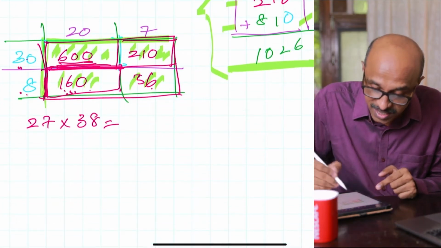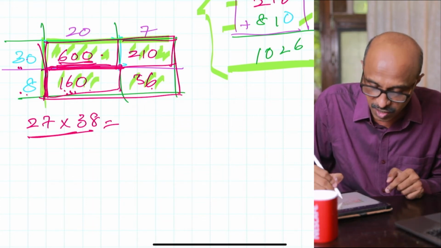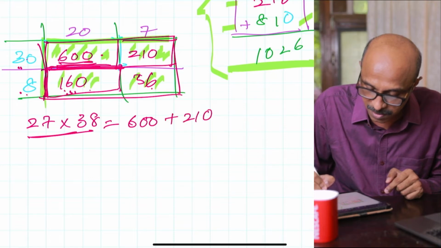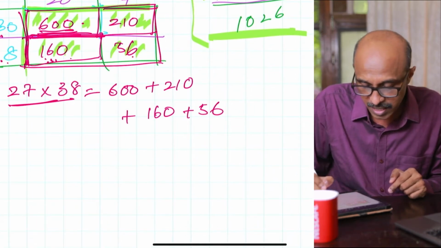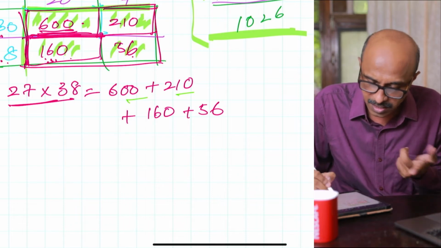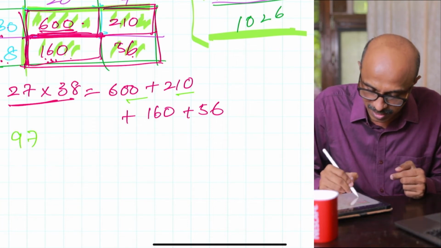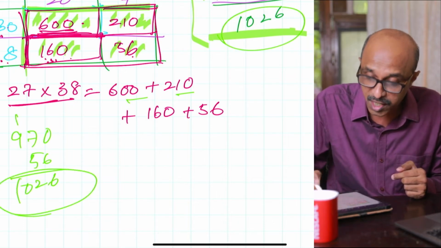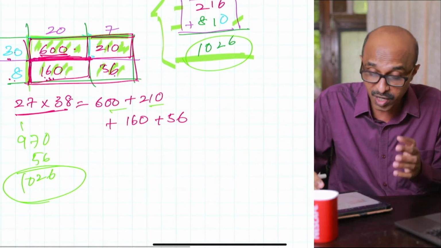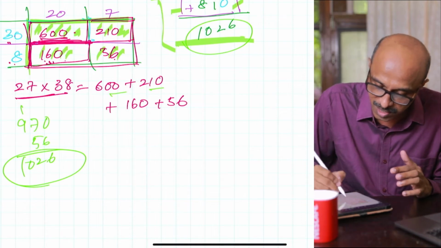In one sense, the area of this rectangle, the multiplication of the two numbers, is just the sum of all these individual areas: 600 and 210 and 160 and 56. So when you add it up, 600 and 210 is 810, 810 and 160 is 970, 970 plus 56 is 1026. 1026 by both methods, the conventional method and the rectangular method, or the grid method. You get the same answer when you add.